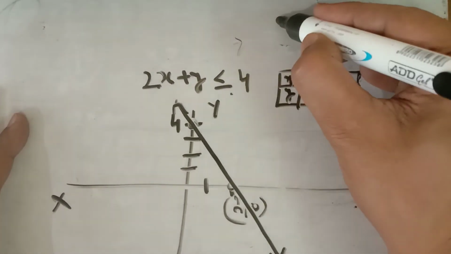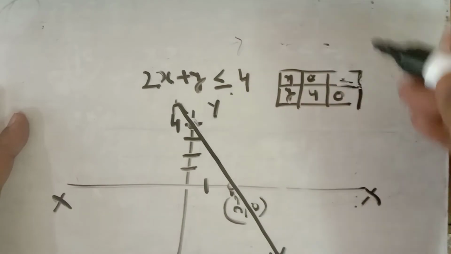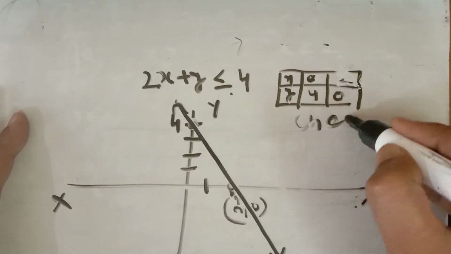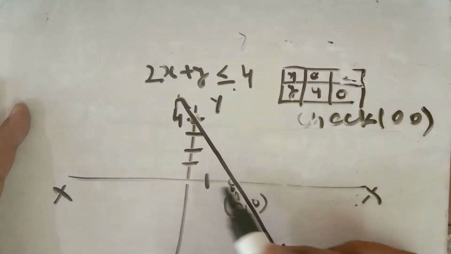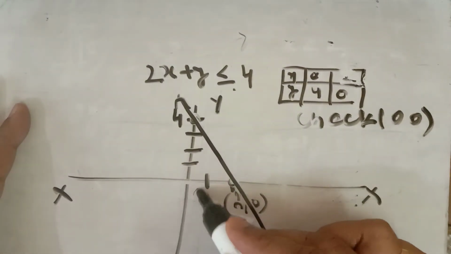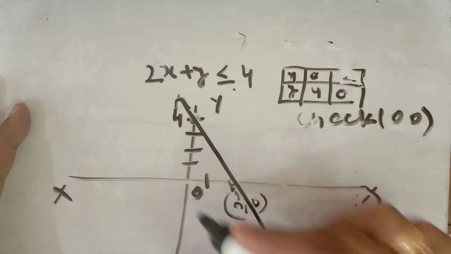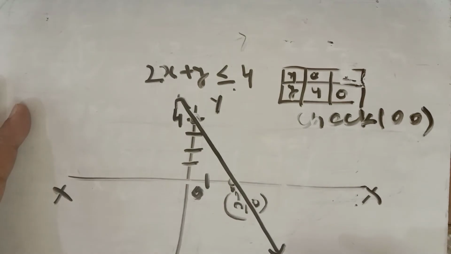You check whether (0, 0), the origin, is a solution of this inequation or not. If (0, 0) is a solution of this inequation, then the solution will be towards the origin. If it is not a solution, then the solution will be away from the origin.